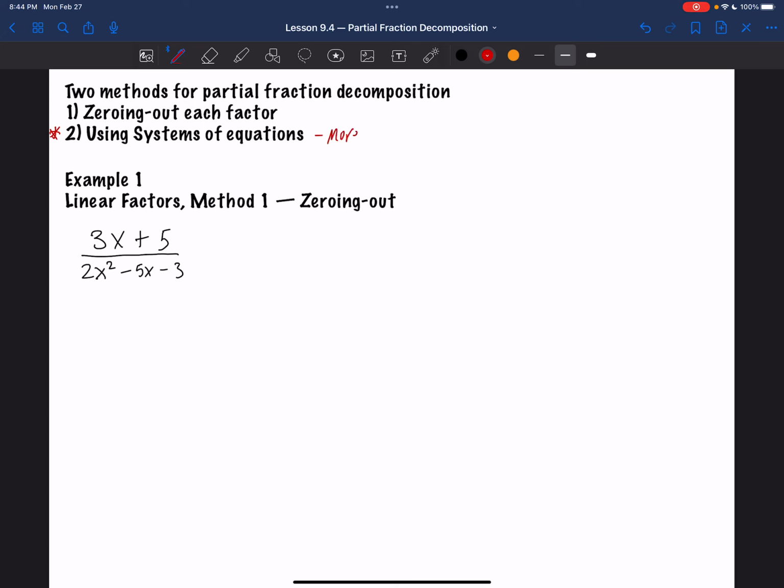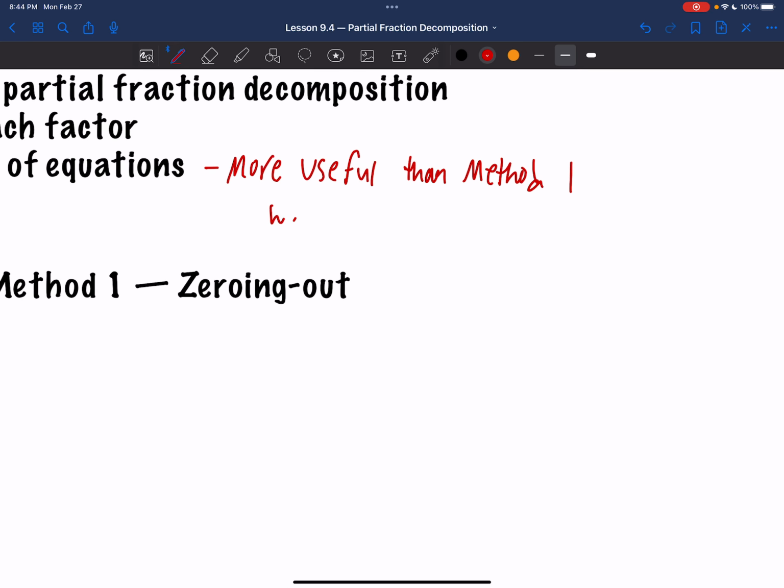More useful than method 1 when given harder problems. And by harder problems, I mean a lot of unknowns. Okay, so a lot of unknowns.